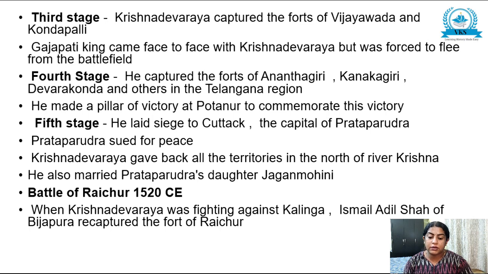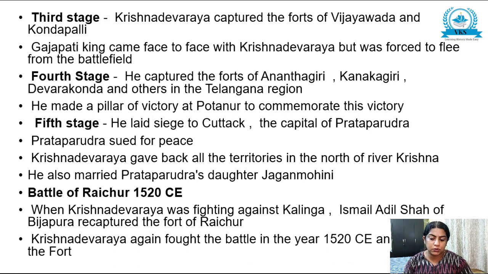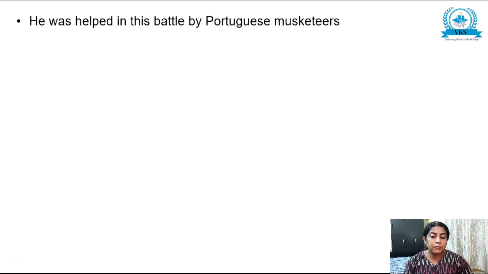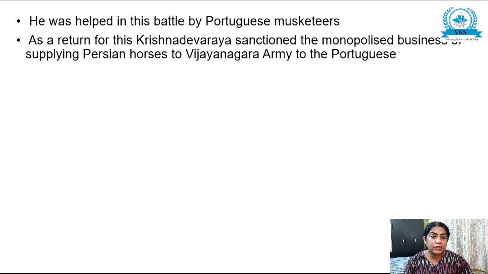When Krishnadevaraya was fighting against Kalinga, Ismail Adil Shah of Bijapur recaptured the fort of Raichur. Krishnadevaraya again fought the battle in the year 1520 and recaptured the fort. He was helped in this battle by Portuguese musketeers, and in return, Krishnadevaraya sanctioned the monopolized business of supplying Persian horses to the Vijayanagara army to the Portuguese.